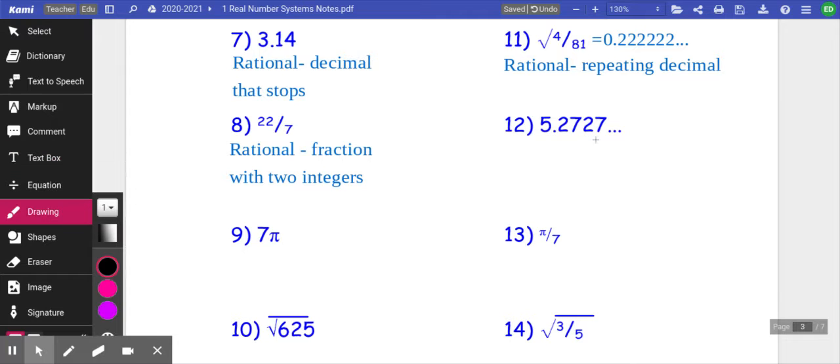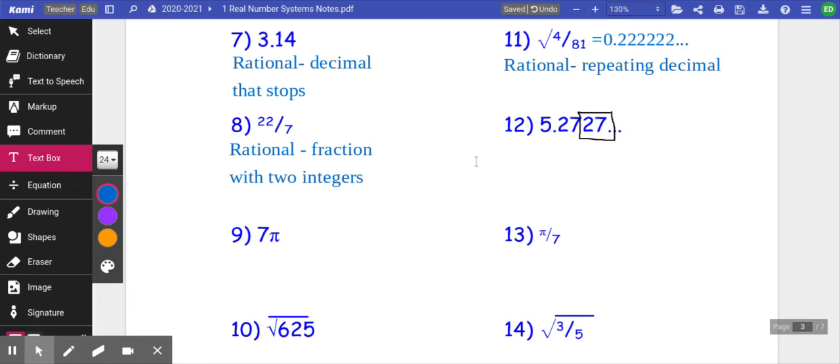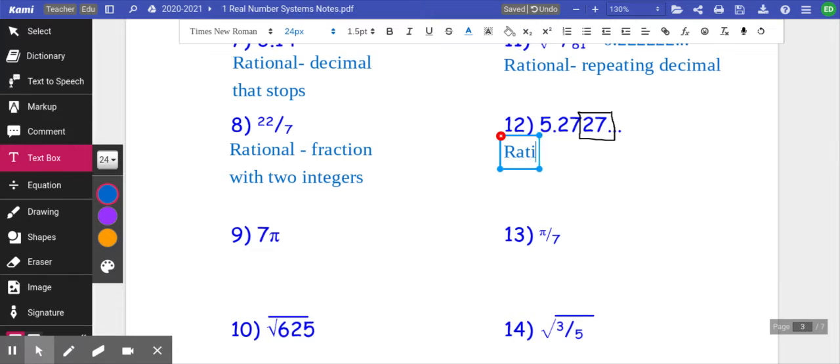5.2727. For this one, you'll notice that the 2 and 7 both repeat, right? And then we have a dot, dot, dot showing us that it does continue on. So again, this is rational because it's a repeating decimal.